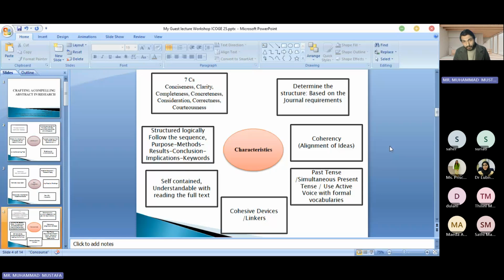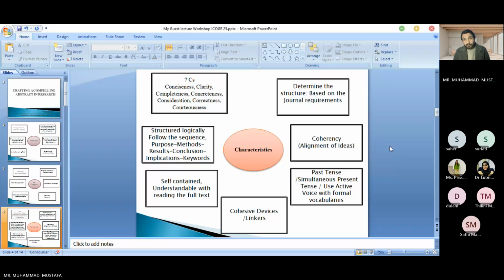Active voice is used mostly, and formal vocabulary is what we have focused on, as indicated under preciseness or conciseness. Or sorry, we mentioned courteousness there in the 7 Cs. So we have to use formal words to make our abstract effective.